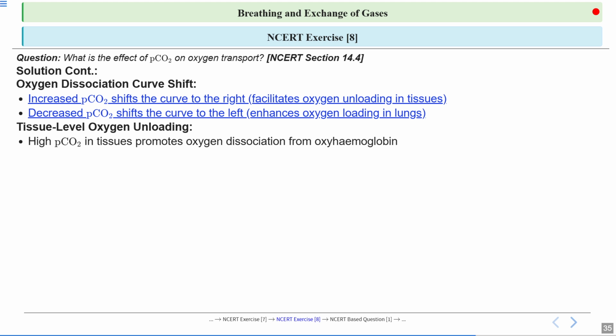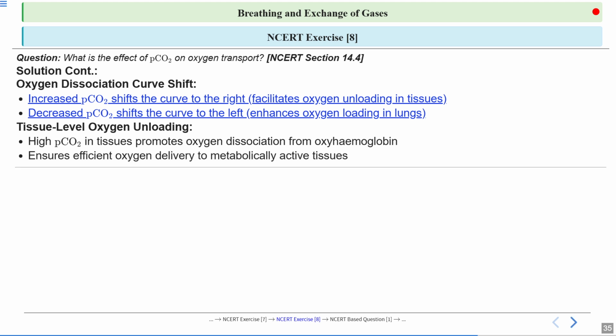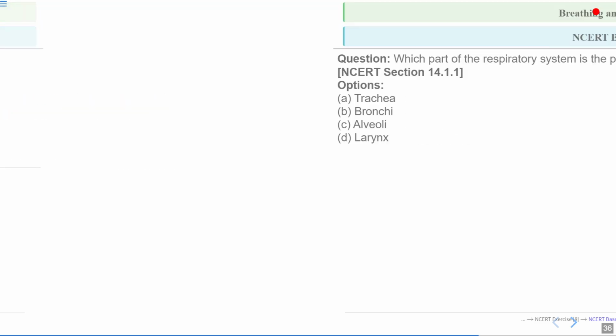Tissue level oxygen unloading, where high partial pressure of carbon dioxide in tissue promotes oxygen dissociation from the oxyhemoglobin, right? When the partial pressure of carbon dioxide at the tissue level is more, the oxygen which is present in the blood in the form of oxyhemoglobin gets dissociated and oxygen reaches the tissue, and carbon dioxide which is present in the tissue reaches the blood. So it ensures efficient oxygen delivery to the metabolically active tissues.